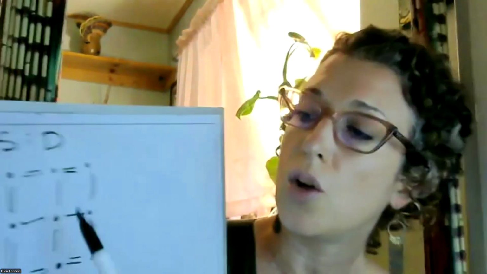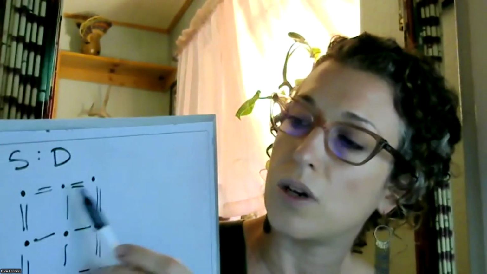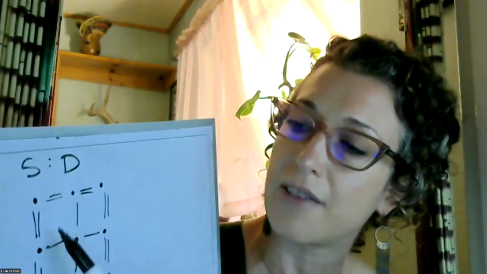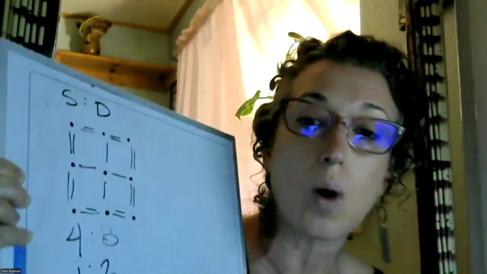So if we look at the single to double bond ratio here, we have 1, 2, 3, 4 single bonds to 1, 2, 3, 4, 5, 6, 7, 8 double bonds. That means we have a 1 to 2 ratio of single bonds to double bonds. We have literally twice as many double bonds as we have single bonds. Now, let's say we have a much larger drop of water with 1, 2, 3, 4, 5, 6, 7.